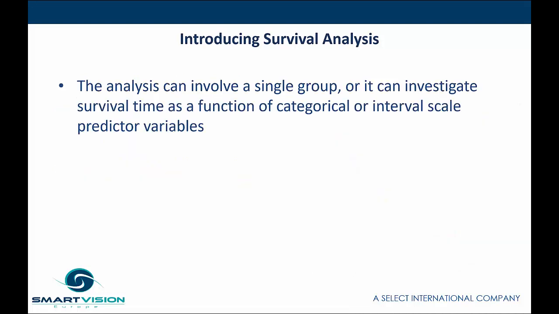So the analysis can involve a single group, or it can in fact investigate survival time as a function of a third variable, whether that variable be categorical or interval. In fact, it can be a group of variables. In other words, we can try to predict survival time using other variables such as people's ages, or whether or not they're male or female, or how much money they've spent, or on what particular treatment regime they're on.